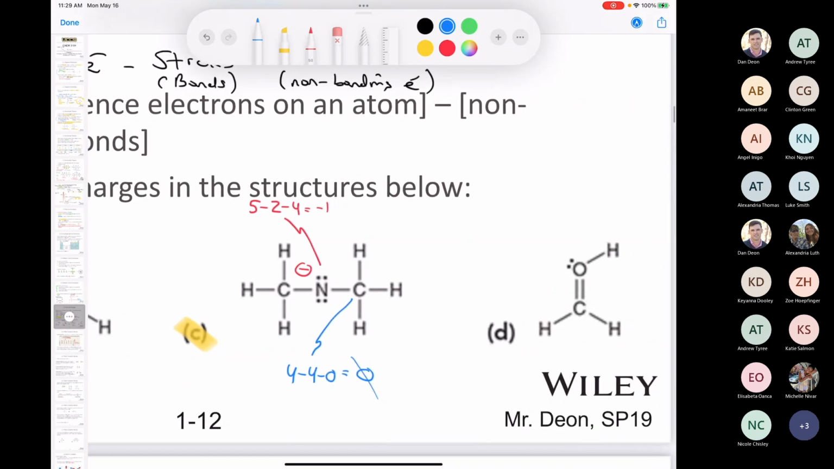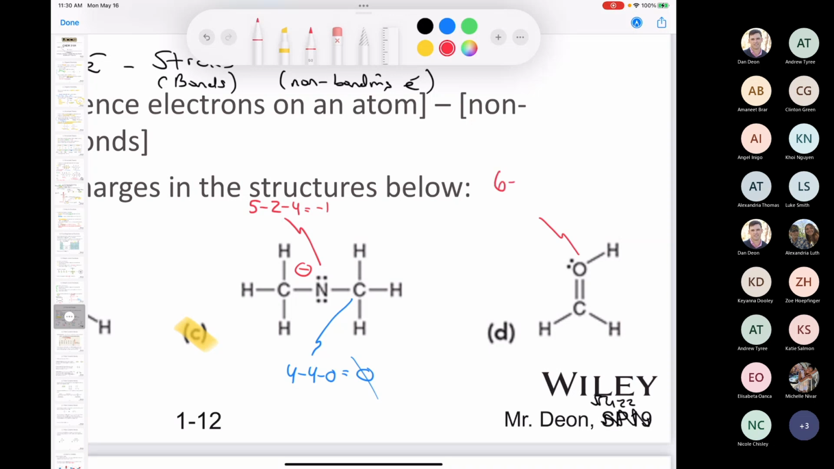Okay, and what about the last one? Did anybody find a formal charge on the last one? Any formal charges anywhere in this last one? I'll give you a clue. There is one somewhere. Absolutely. There's a +1 charge in the molecule, isn't there? Which atom is it on? Perfect. Thanks, Clinton. You're all correct. Yes, there's a +1 charge on the oxygen, isn't there?